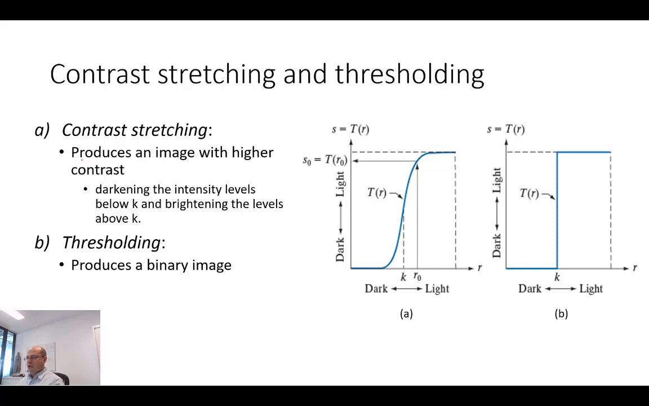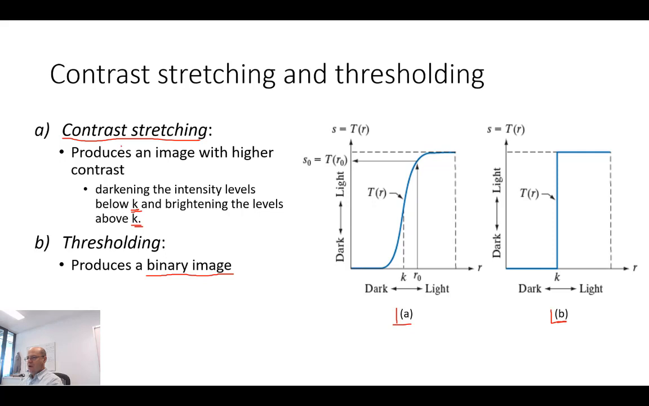Contrast stretching produces an image with higher contrast, meaning that it's going to darken the intensity levels below a certain threshold K, and brighten the levels above K. So these are two examples of contrast changing. Actually, A is an operation of contrast stretching, and B is an operation of binarization. We're going to learn about binarization in a second.